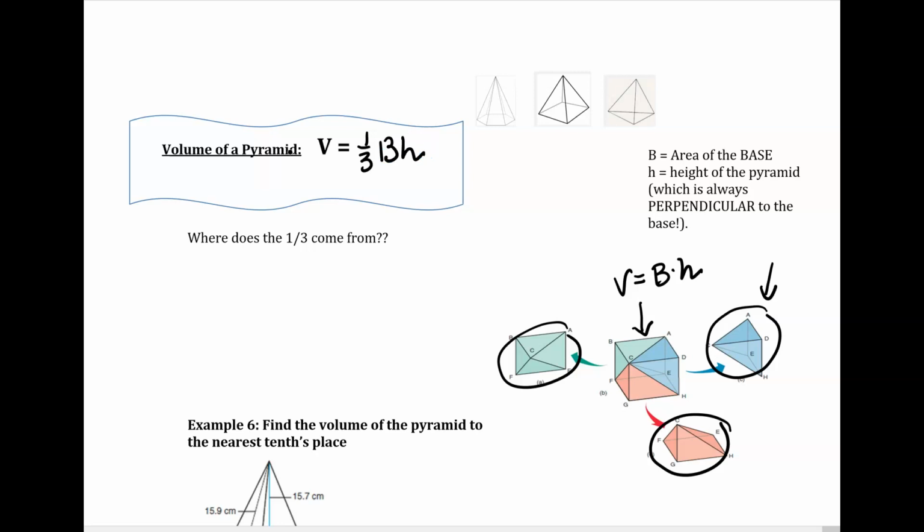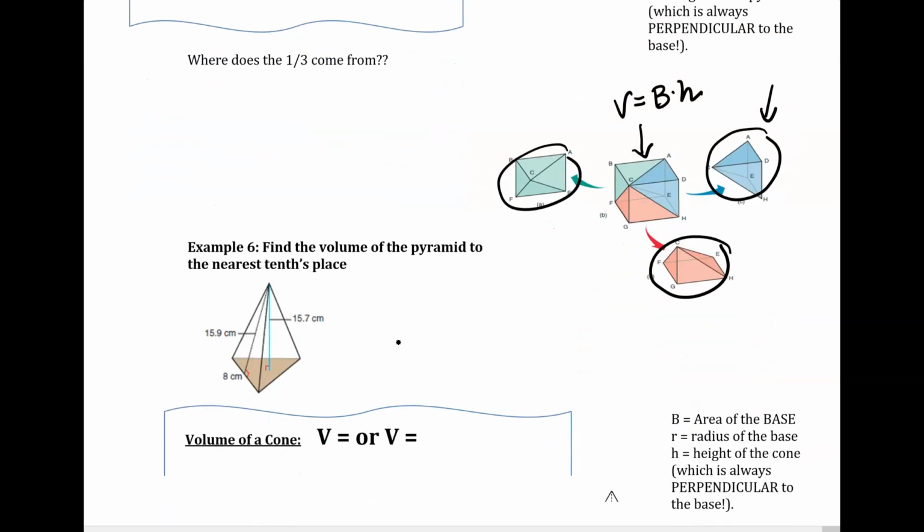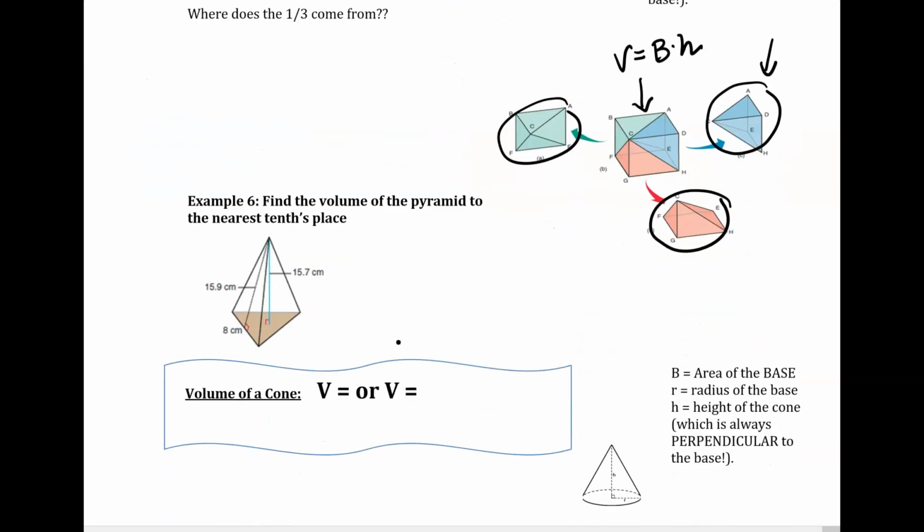So let's do an example. Let me scroll down here to example 6. I'm going to write down my formula: volume equals 1/3 area of the base times the height. Now, last time we talked about the slant height. So that's this 15.9, the slant height, the height of that triangular side. The height of the pyramid is how tall it is. Imagine a pole connecting the top of the tent all the way to the center, forming a 90-degree angle to the floor, and that's going to be your height.